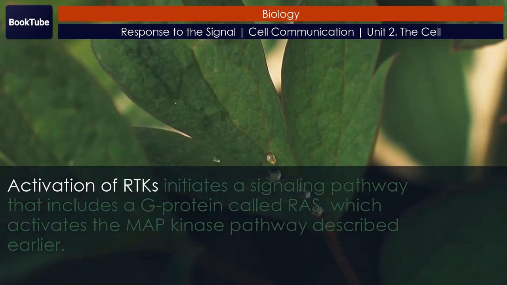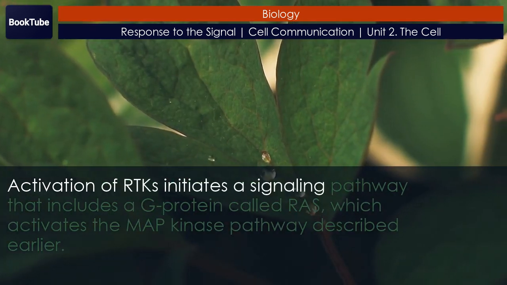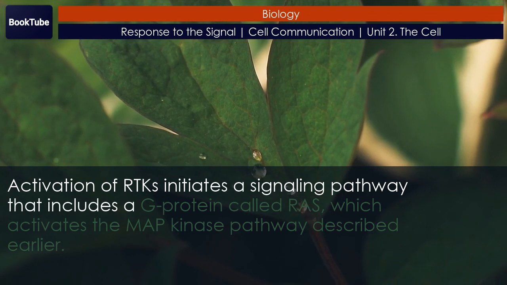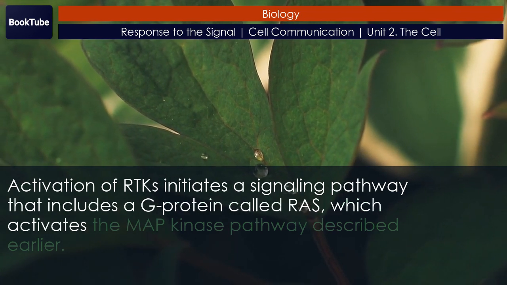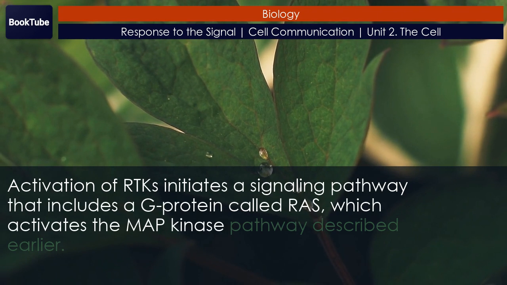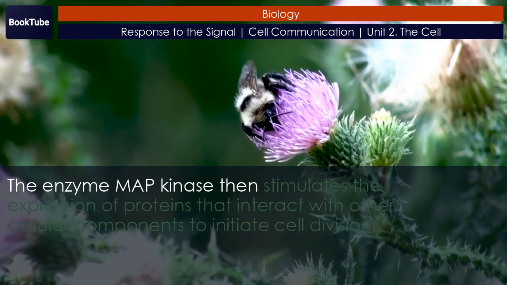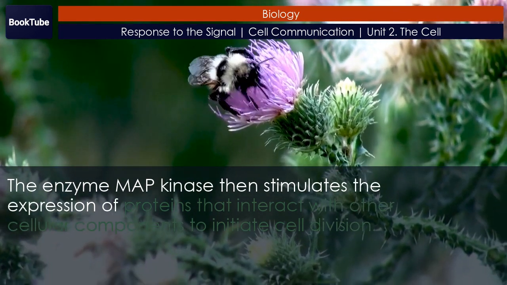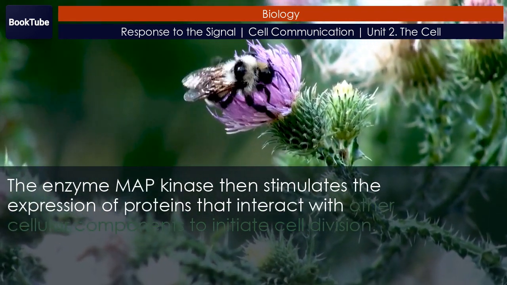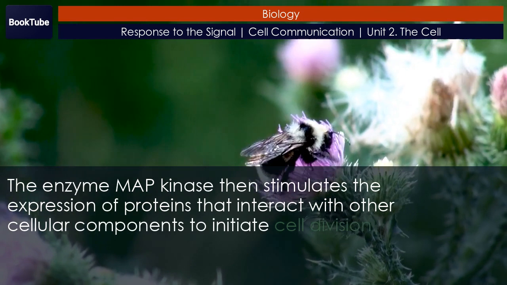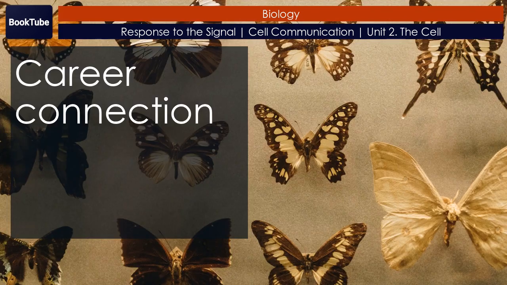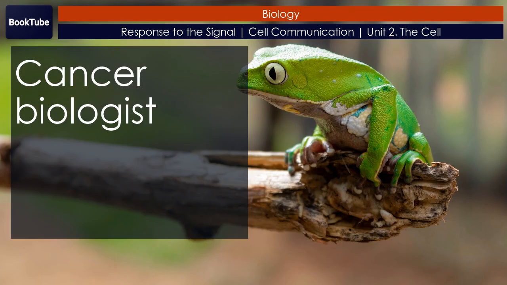Activation of RTKs initiates a signaling pathway that includes a G protein called RAS, which activates the MAP kinase pathway described earlier. The enzyme MAP kinase then stimulates the expression of proteins that interact with other cellular components to initiate cell division. Career connection. Cancer biologist.